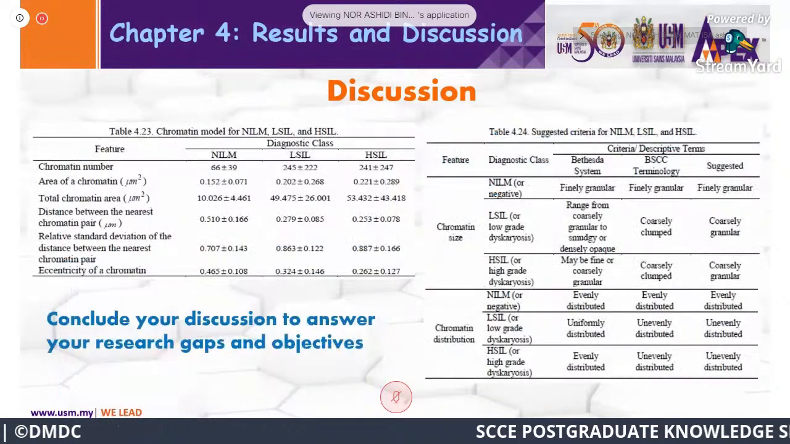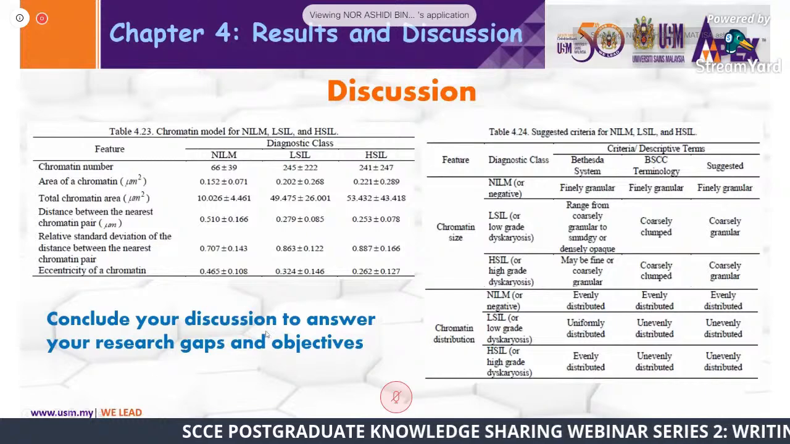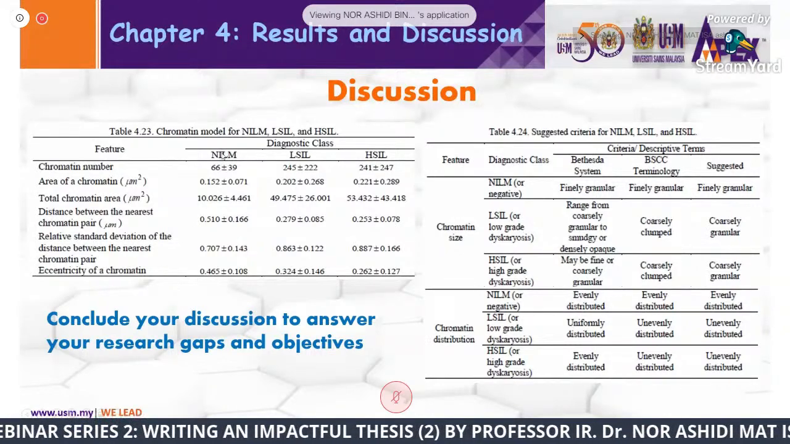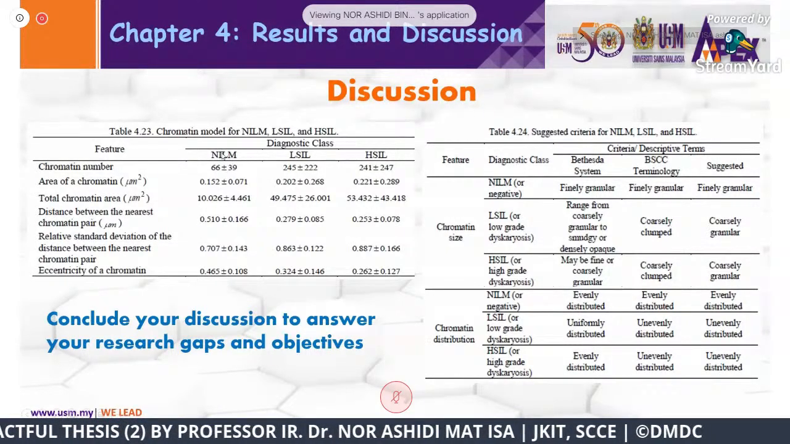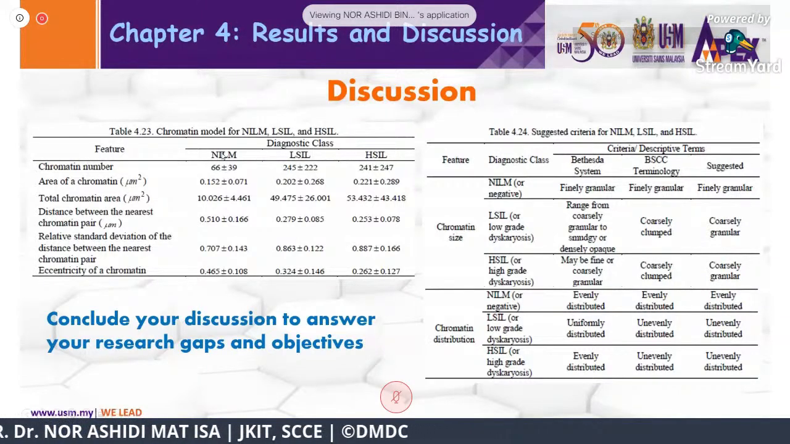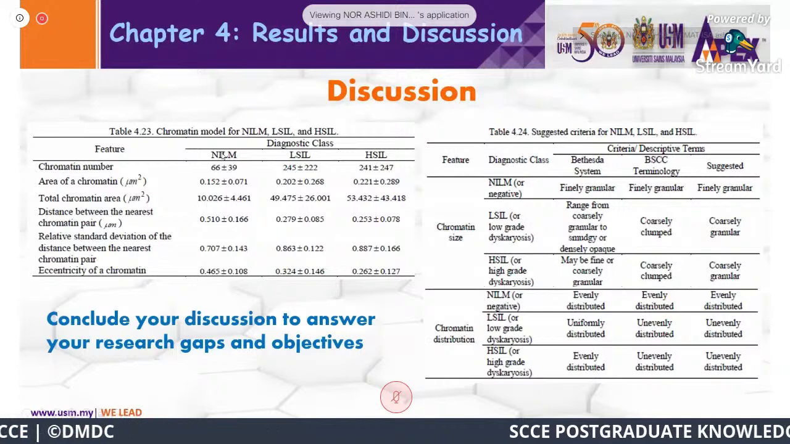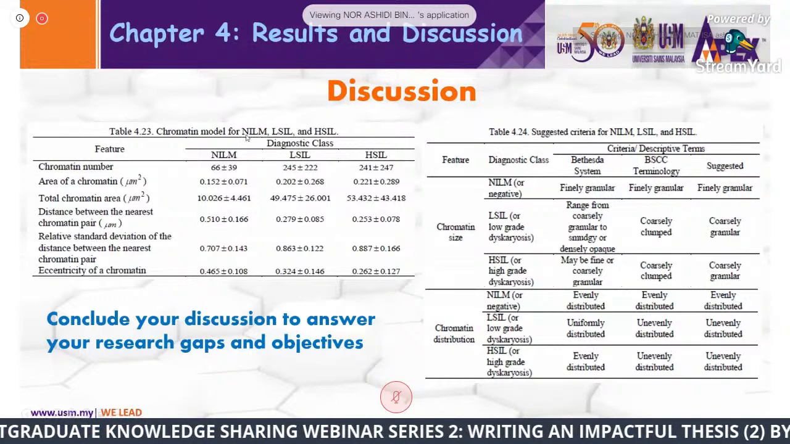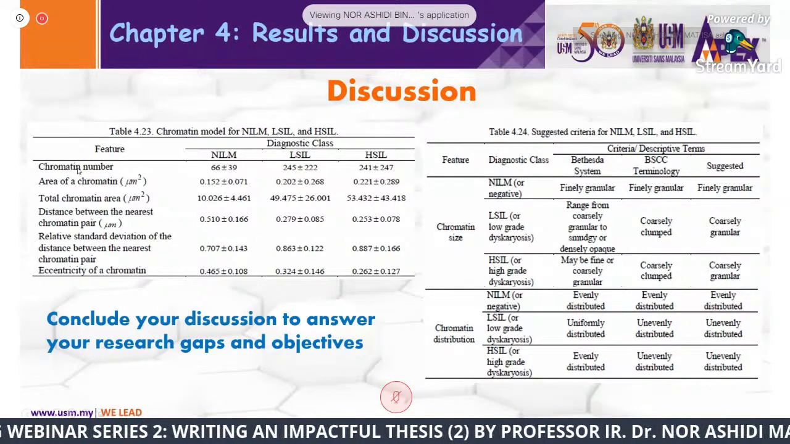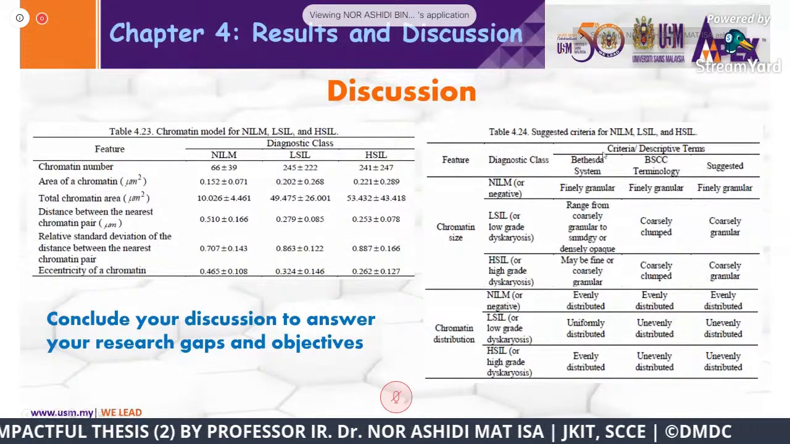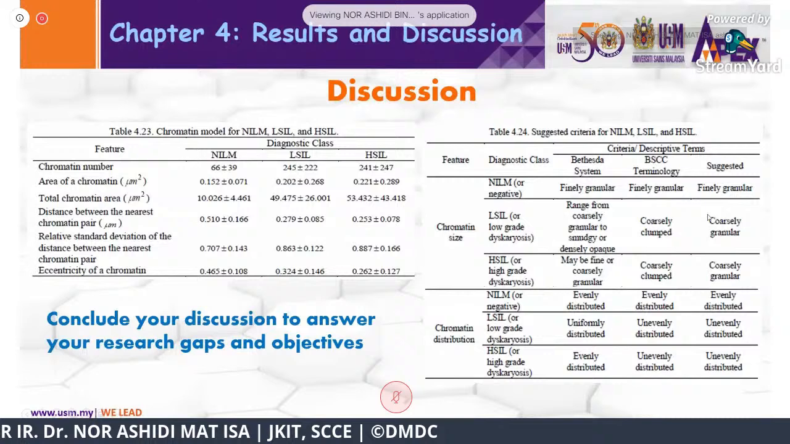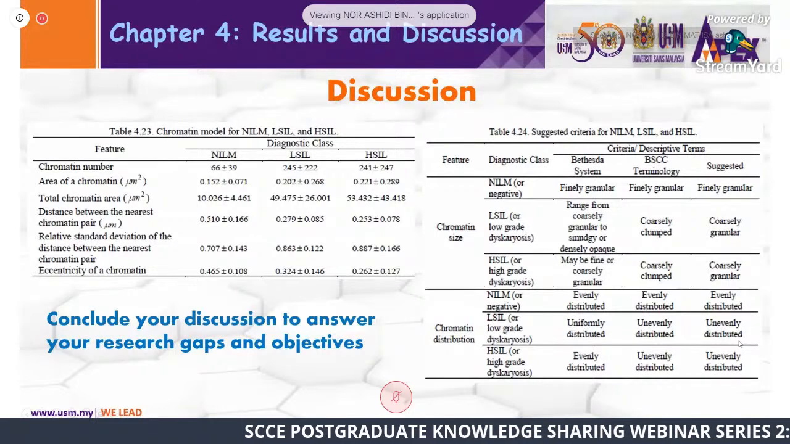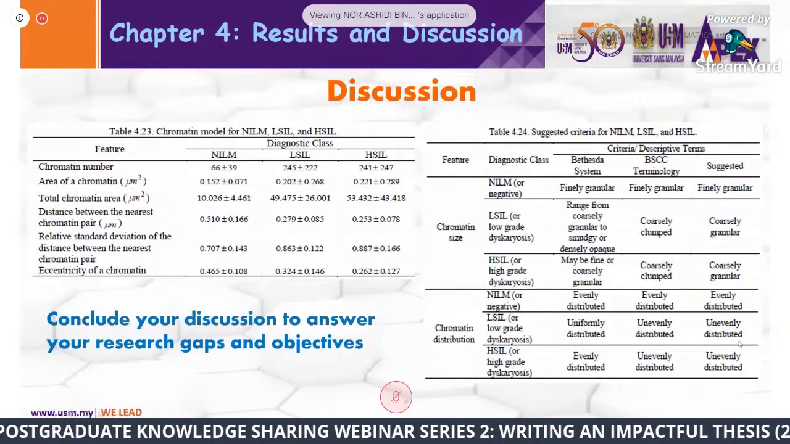Okay, this is another discussion. In the last discussion, you conclude your discussion to answer your research gap and objective. Meaning that you want to observe certain criteria. So at the end of the day, you conclude that the chromatin can classify between normal, low grade, and high grade by having all these features. Similar to whatever your techniques, this is your suggested technique, compared to the existing system. So this is your system.